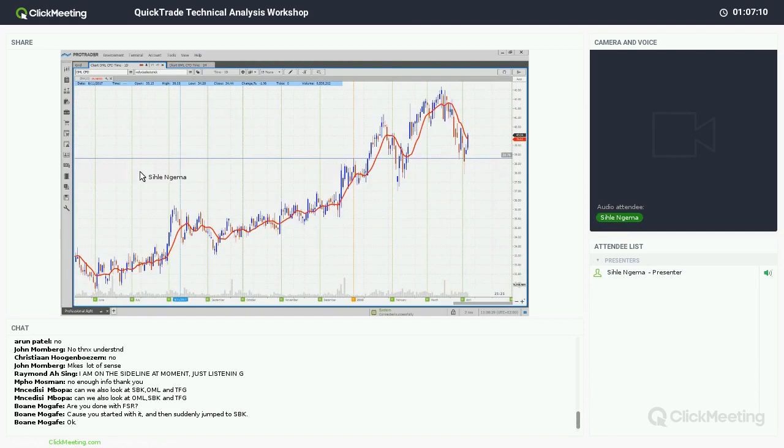The trend here is positive. If I can draw a trend here on this one, you see the trend is positive around 39, 38 levels. We have some support here. Let me check.